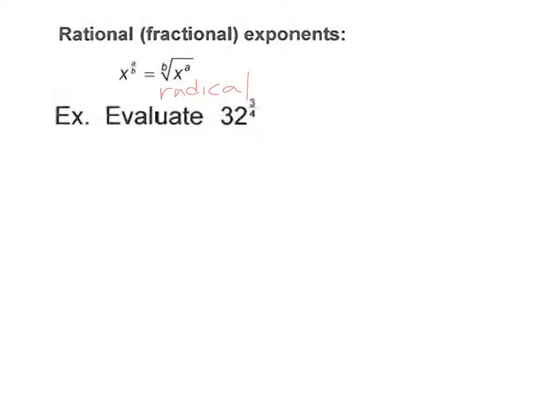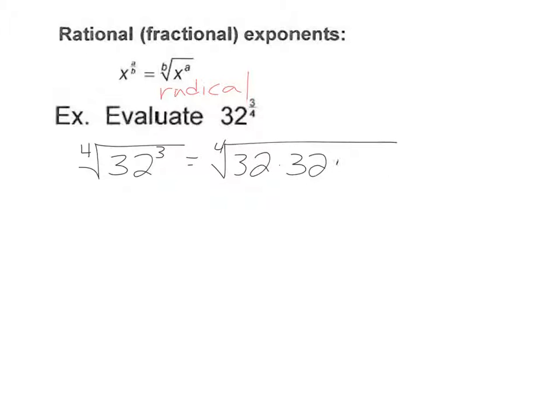But just to simplify this, if I want to evaluate 32 to the power of 3/4, then I will need to write it in radical form. The 4, the denominator, goes on the outside of the radical. The cubed goes on the inside. So that's the 4th root of 32 cubed. 32 cubed means we're doing 32 times itself 3 times.